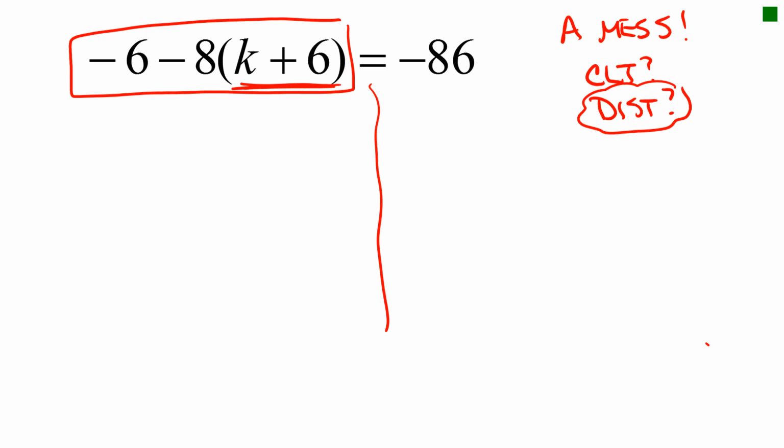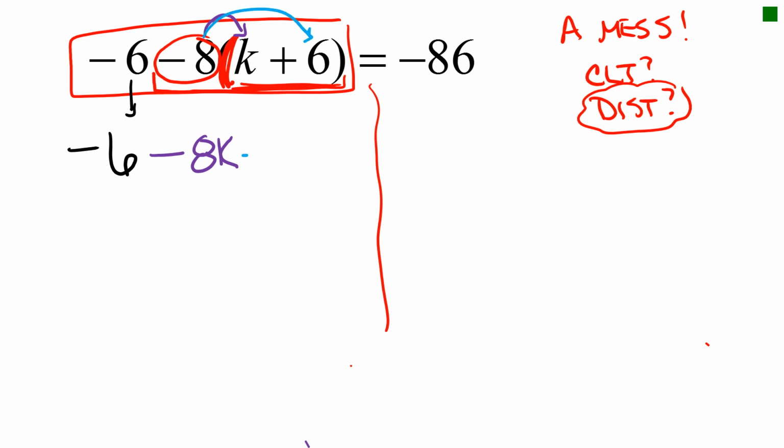But I have parentheses. Parentheses, remember, are a hint for the distributive property. So I've got negative 8 times k plus 6. So I'm going to take care of that, which means I'm going to bring this negative 6 straight down. Then I'm going to distribute. Negative 8 times k is negative 8k. Negative 8 times positive 6 is negative 48. And what do I still have over here? Equals negative 86.